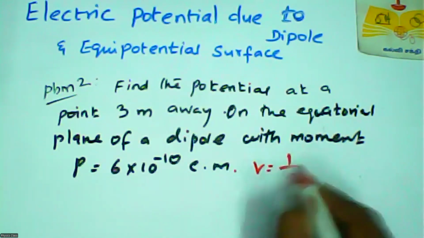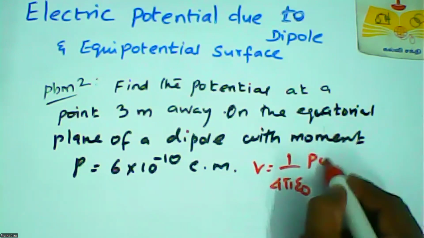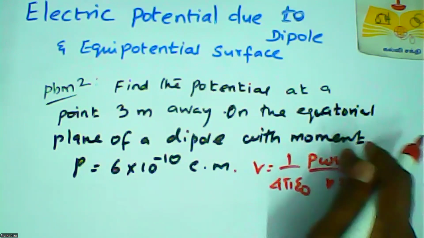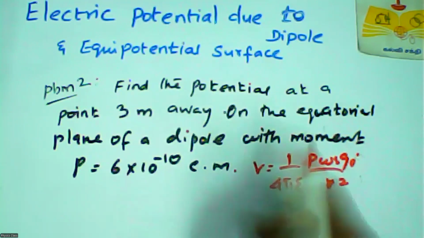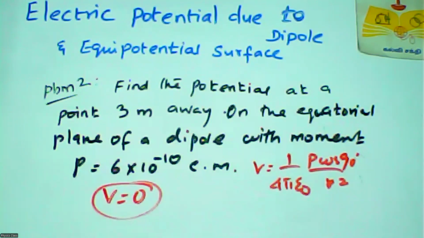V is equal to 1 by 4 pi epsilon naught P cos theta by R square. We can place 90 degree for the equatorial plane. So cos 90 is 0, and 0 into anything is 0. So V is equal to 0. This result shows that the potential depends upon the angle theta. Suppose you change the angle, the potential also changes. Very important point.